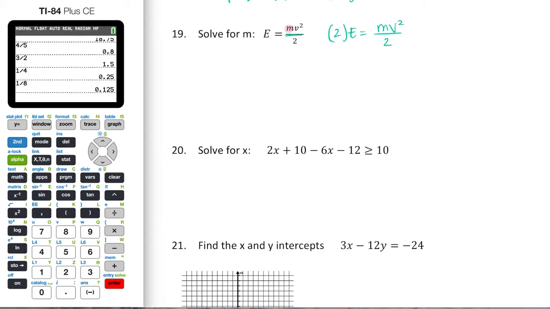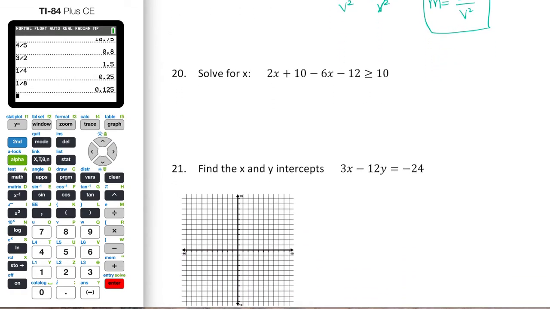So we're going to take both sides and multiply by 2. So on this side, we will cancel out that fraction. And on the left side, we're going to be left with 2e. And on the right side, we have mv squared. So 2e equals mv squared. The last thing, since we want to get m by itself, the m and the v are multiplying. So the opposite is going to be to divide. So we're going to divide out that v squared. So our final answer would say m equals 2e over v squared.